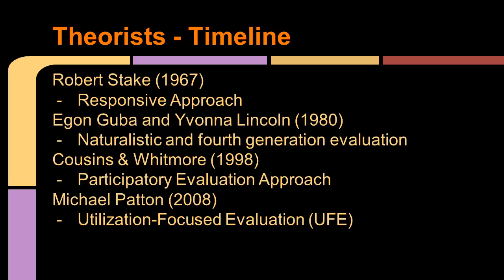Robert Stake's responsive model introduced a new approach that was flexible and adaptive to the circumstances of the program. Guba and Lincoln's approach represents the multiple realities seen by stakeholders. Cousins and Whitmore's participatory evaluation approach is participative in that they involve a range of stakeholders. Lastly, Michael Patton discusses the role of the evaluator.